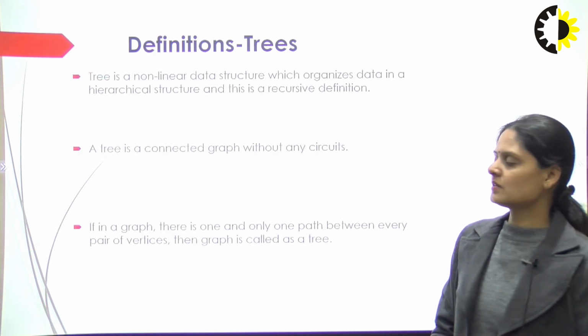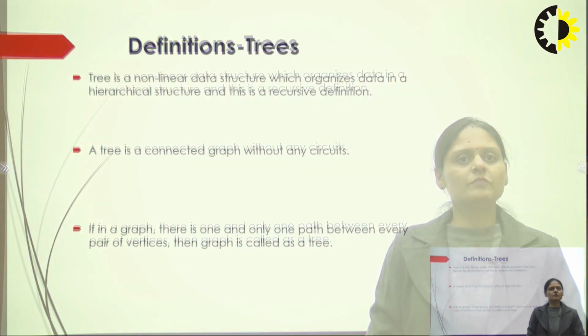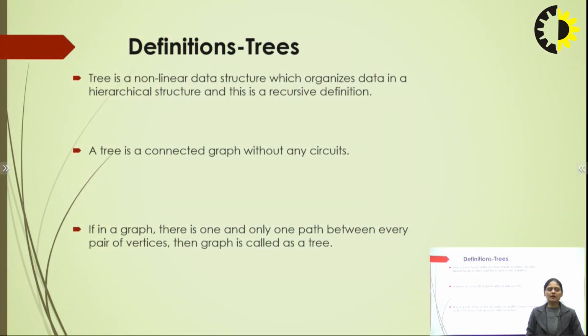A tree is a non-linear data structure which organizes the data in a hierarchical structure, and it is a recursive definition. A tree is a connected graph without any circuit. If in a graph there is only one path between every pair of vertices, that graph is called a tree. So a graph is a tree if it is minimally connected, having the minimum number of nodes and edges.